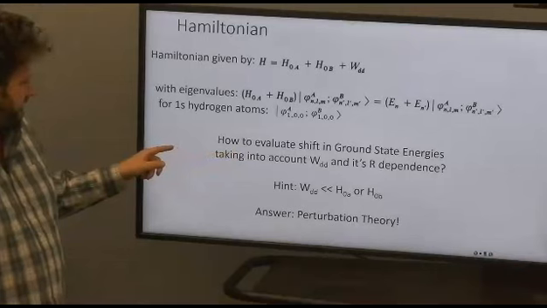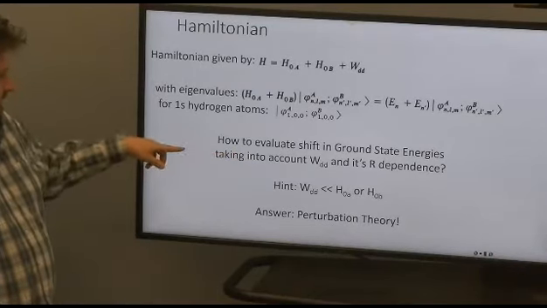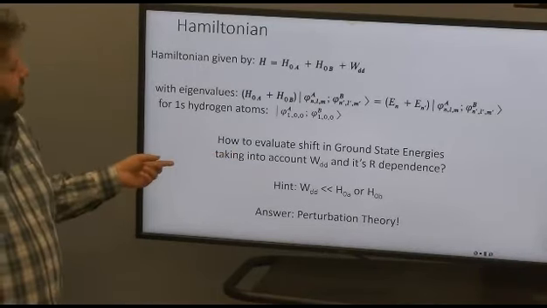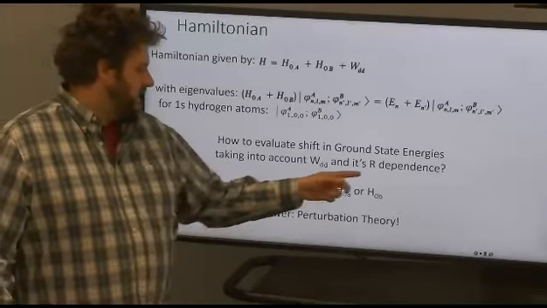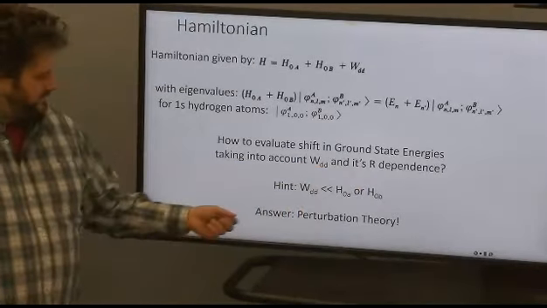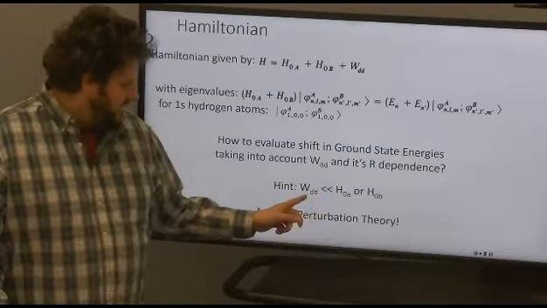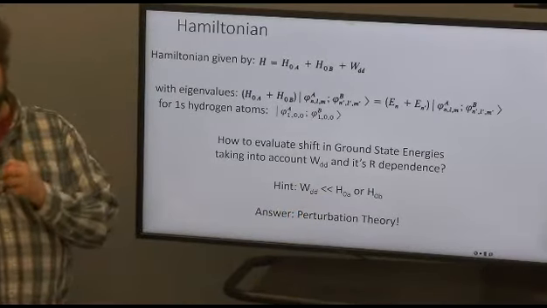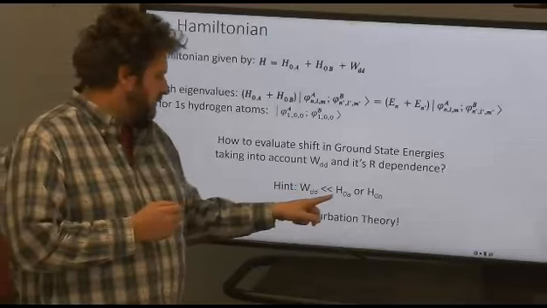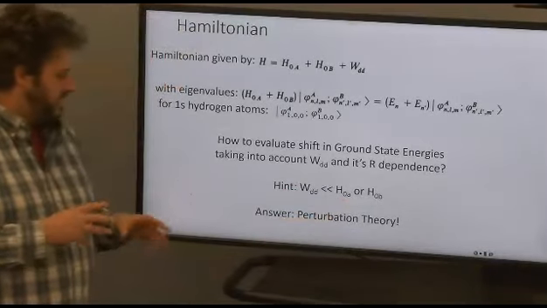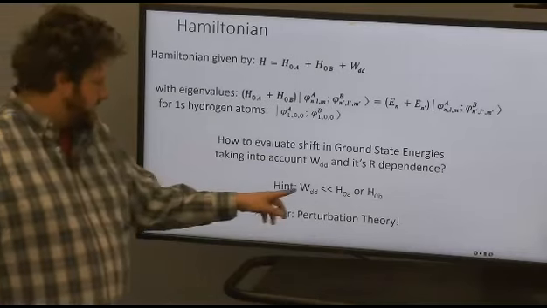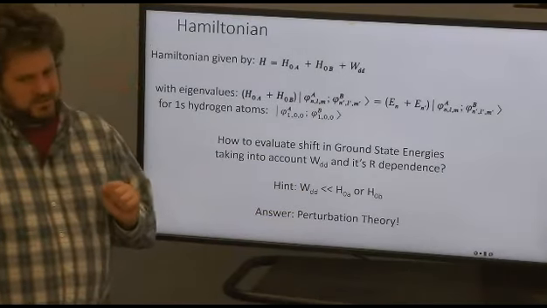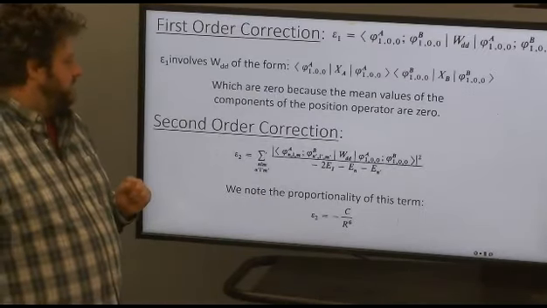And so the question then is, how do we evaluate the ground state energies, taking into account both this correction and its R dependence? If the corrections that we're considering between dipole-dipole interactions versus the energy of the isolated systems are much, much smaller, then we're going to use perturbation theory. Let's consider it to be a small perturbation.